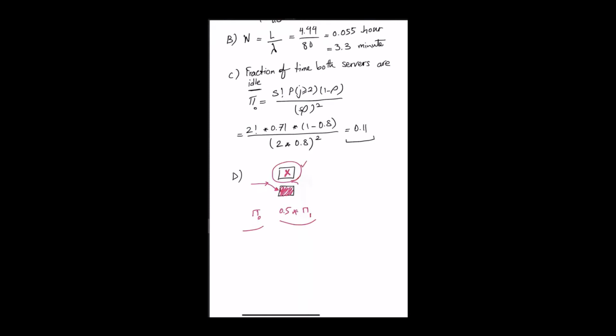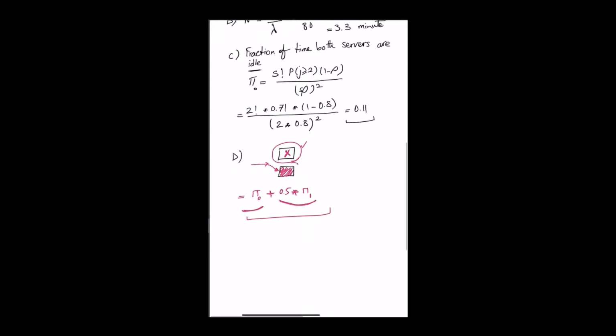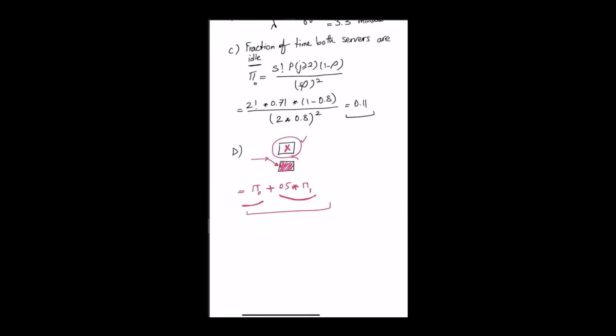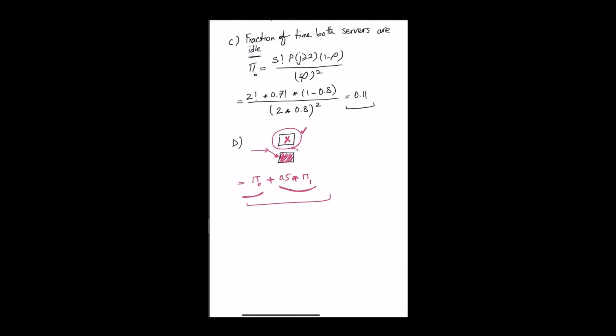So when scenario 1 happens, when there is no one in the system, or there's one person in the system but with the probability of 50% this person goes to the other teller, then this particular teller is idle. If I can calculate this value, then I can calculate the percentage of the time that a particular teller is idle. Here we know the value of pi 0 from the previous part C. So now I have to calculate pi 1.